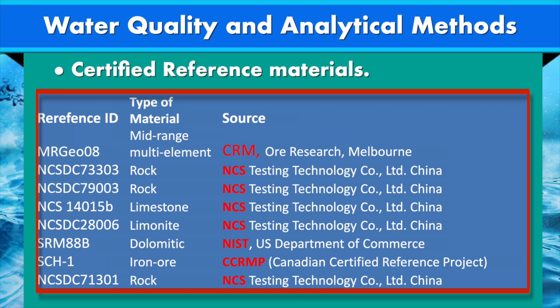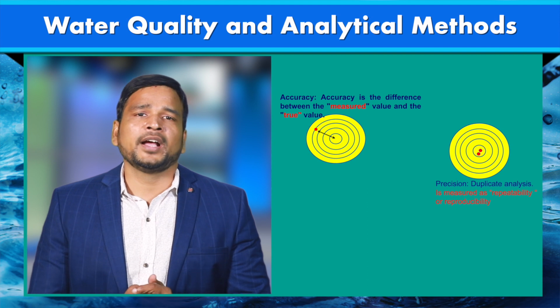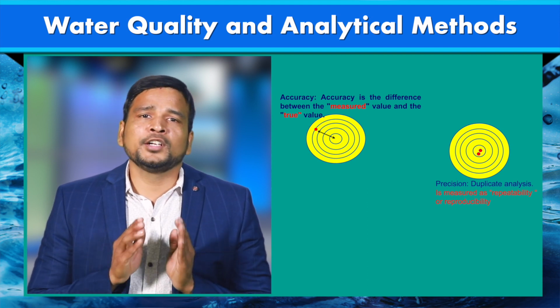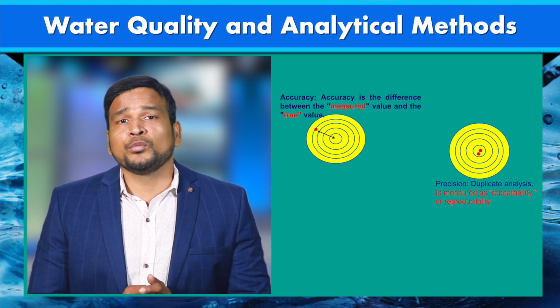Instruments should be calibrated using reference standards with the correct matrix. It is necessary to check the precision and accuracy of the analytical results. Accuracy is the difference between the measured value and the true value. It is the most difficult quality parameter to measure, since you generally do not know what the true value is.